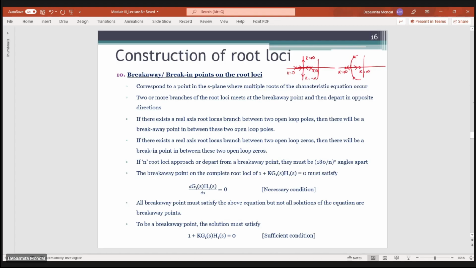Now, how we can calculate these break-in or breakaway points, I think we'll deal with that in tomorrow's class.